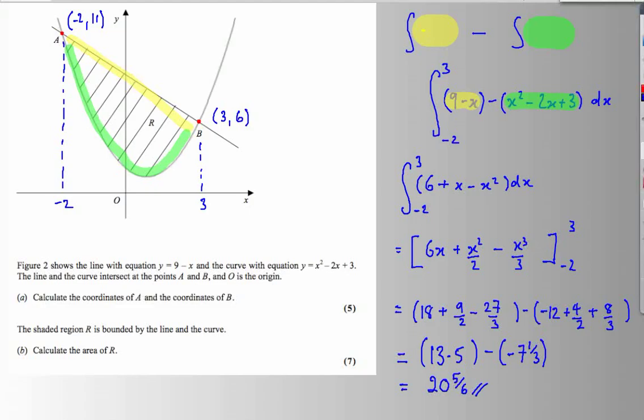And there we have it. Integration between two curves: subtract, integrate, and we have the area between. That's our problem finished.